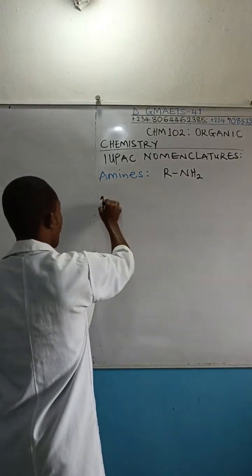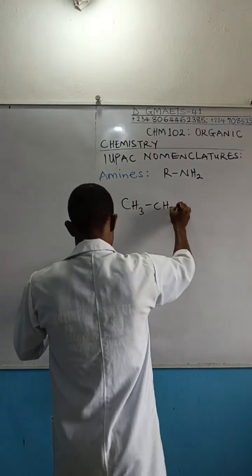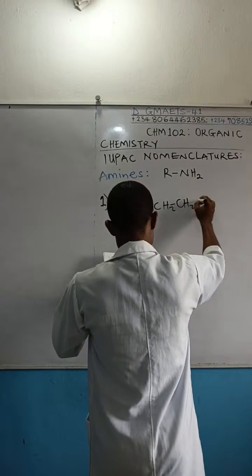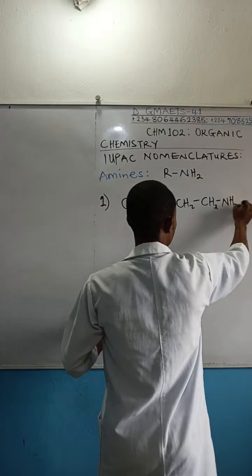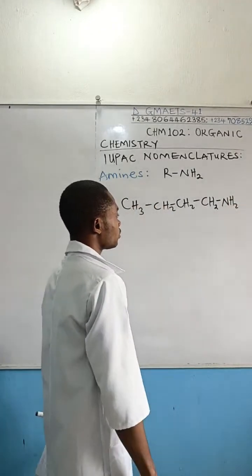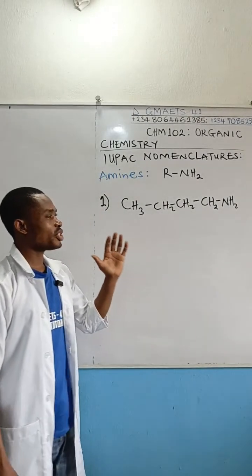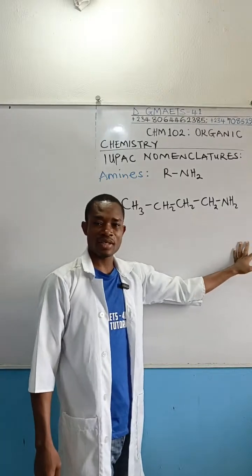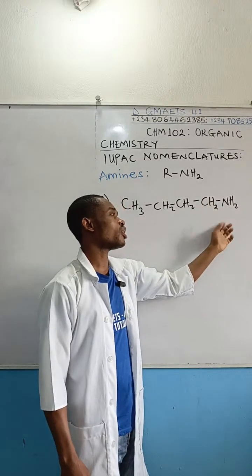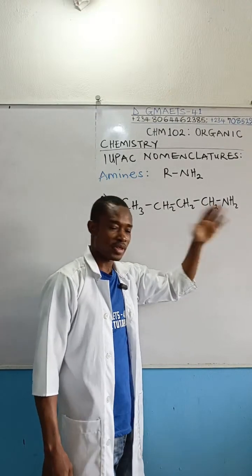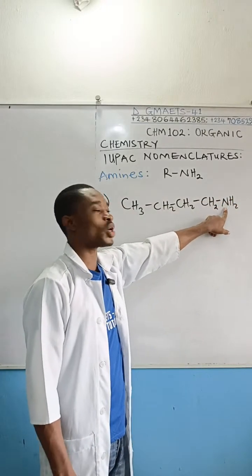The first structure we have is this: CH3, CH2, CH2, CH2, and then NH2. So this is the structure we have. Now, if you look at this structure, you'll agree with me that this is an amine homologue, right? It's an amine structure because, of course, you have NH2. So be thinking amine. Now, locate that amine, find out that amine is on carbon number 1.